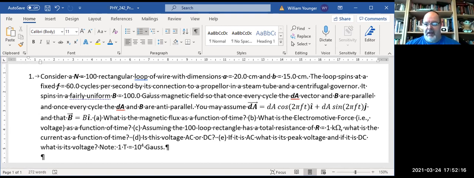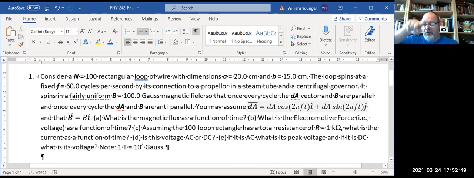You may assume, and this is me taking a lot of the difficult work out of it for you, that the dA vector would be dA times the cosine of 2 pi f times t i hat plus dA sine 2 pi f times t j hat. So basically 2 pi over the period, and frequency is 1 over the period, is really what you normally put in front of t when you're doing a wave function like this, or something that is going to repeat in time. By doing that, that just sets it to rotate at the right rate. So it literally will complete 1 circle every 60th of a second.